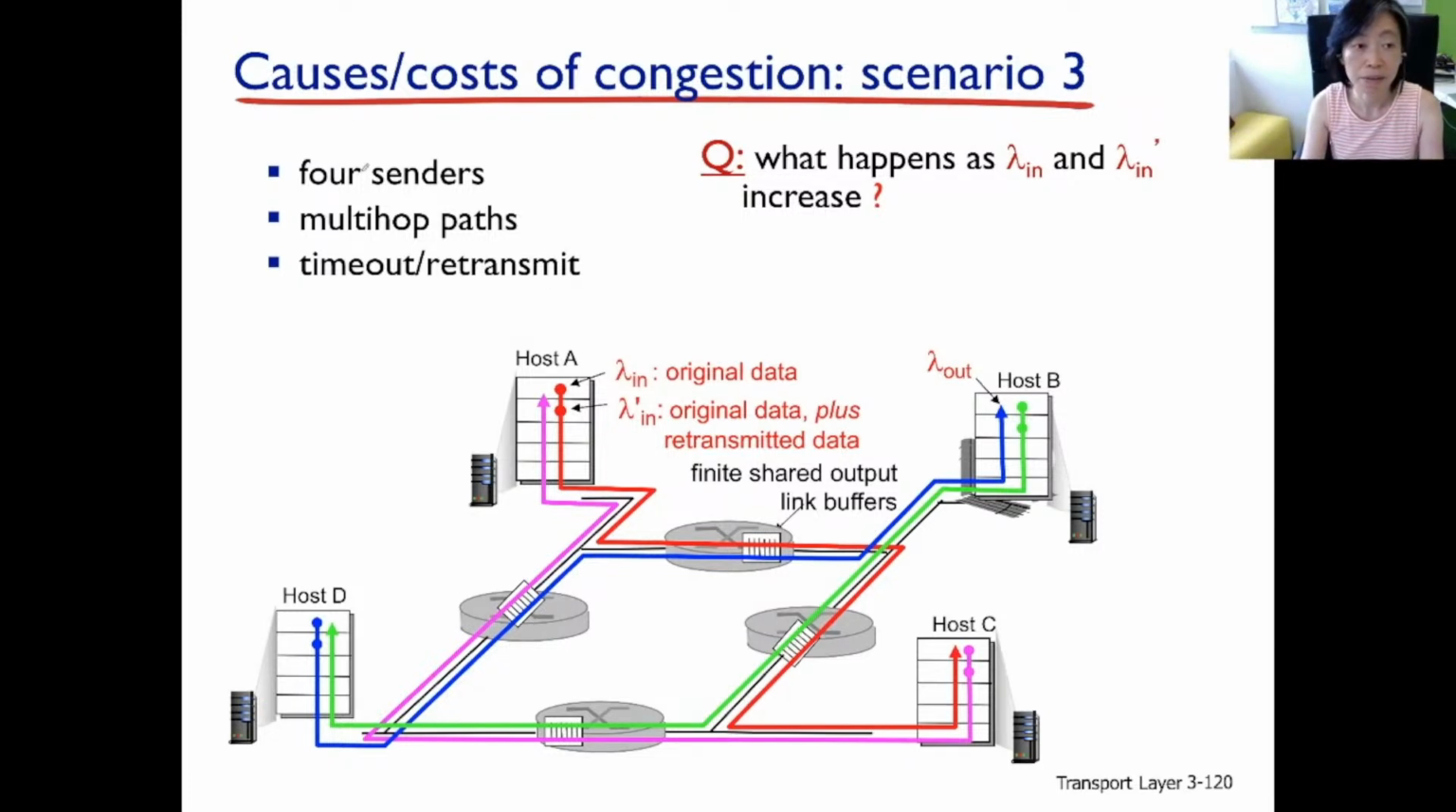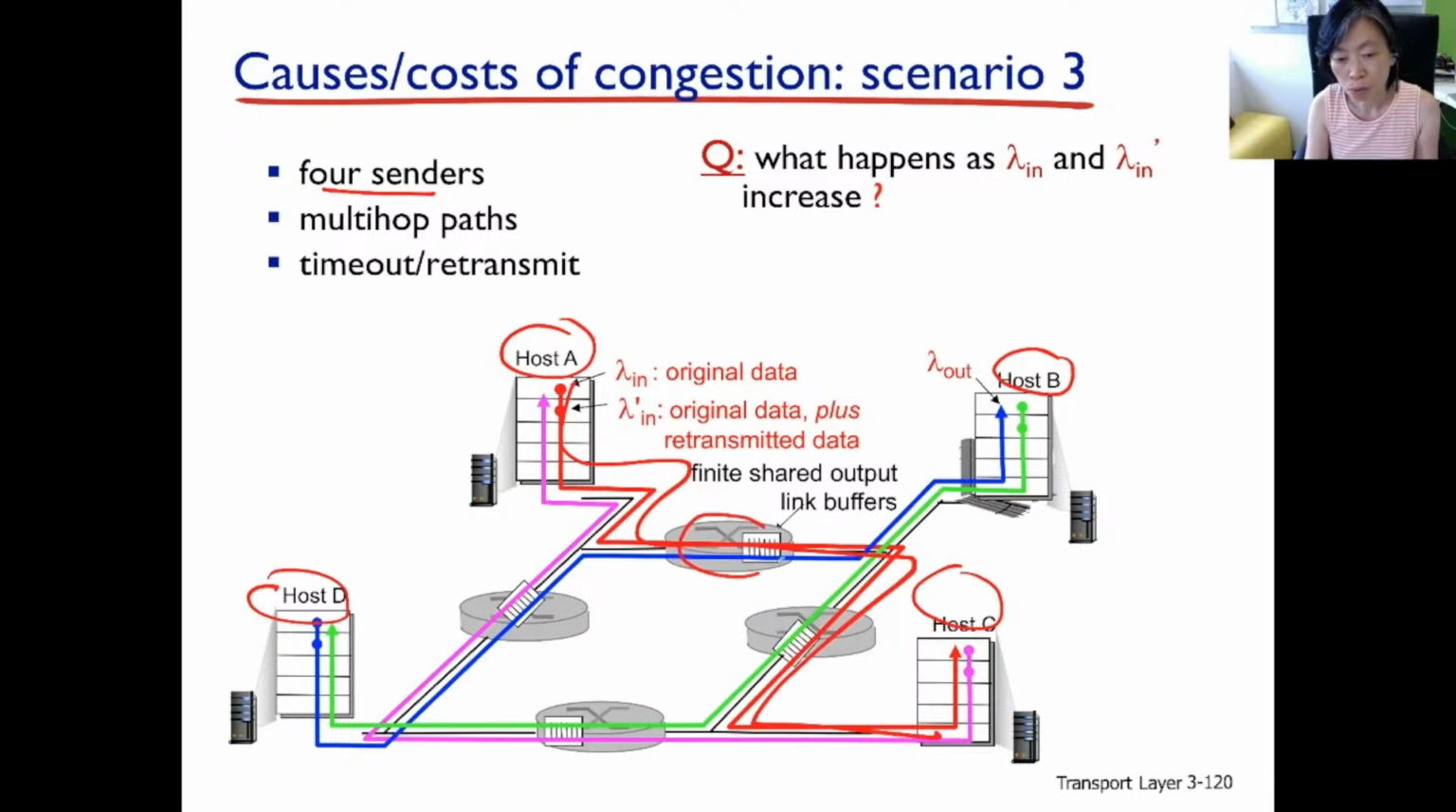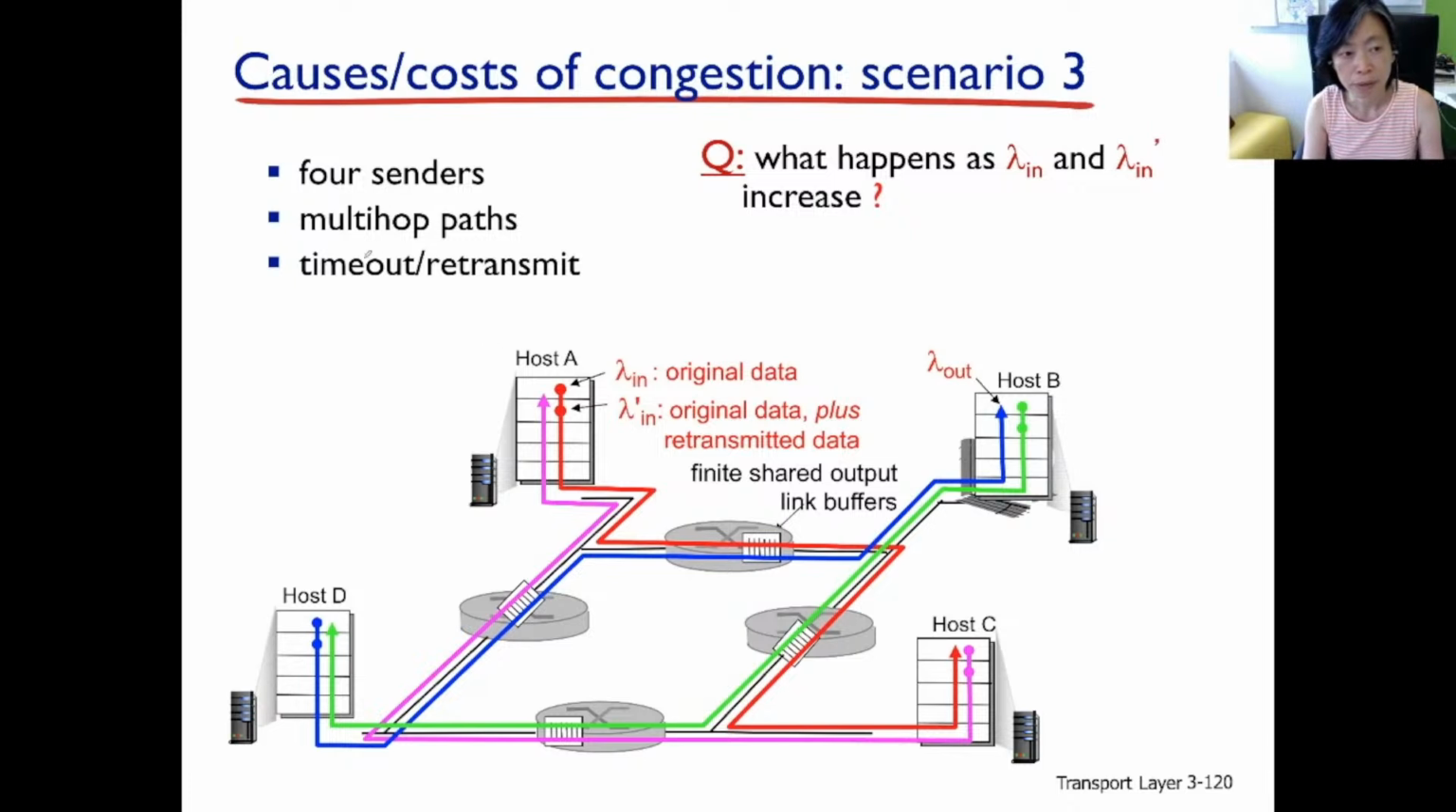And here's the scenario. We do have 4 senders now, or 4 hosts, A, B, C, D. And each of them is generating a flow traveling multiple hops. So this is one hop. This is the second hop for the red flow. So multiple hops, and we might run into a buffer full situation, therefore we could have packet drops, and therefore we do need a transport layer mechanism to try to do retransmission.